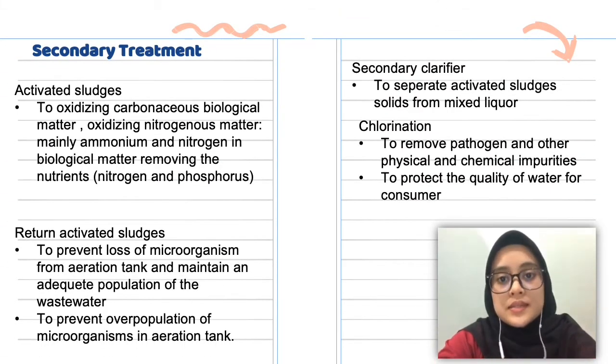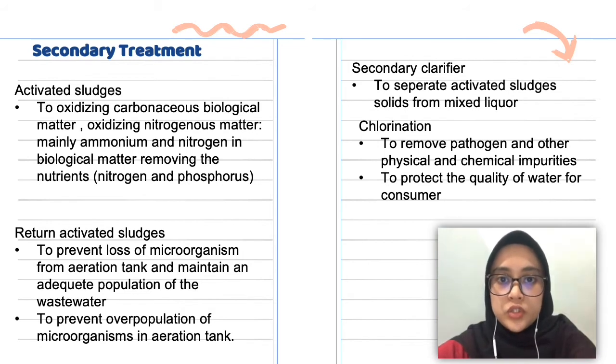This is the secondary treatment. In secondary treatment, there is activated sludge. It is used to oxidize the carbonaceous biological matter and oxidize nitrogenous matter, such as ammonium and nitrogen in the biological matter, to remove the nutrients, which are nitrogen and phosphorus.